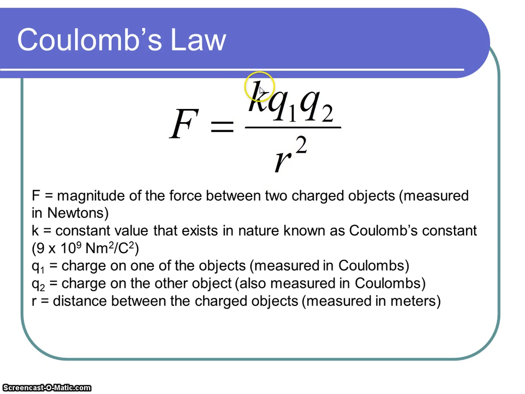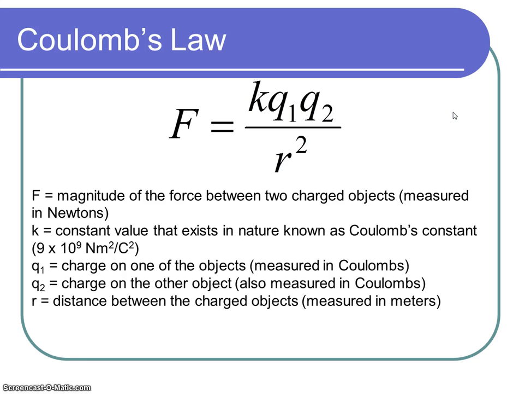And this constant, Coulomb's constant, has a value of 9 times 10 to the 9th newton meter squared per coulomb squared. F is the magnitude of the force, of course measured in newtons. Q1 is the charge on one of the objects, measured in coulombs. Q2 is the charge on the other object, also measured in coulombs. And r is the distance between the centers of the charged objects, measured in meters.